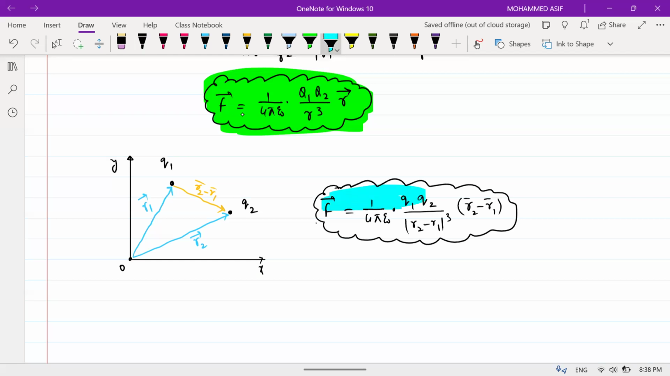Dhamendra, any doubt in this one, please let me know. Very, very important. You can't skip this unless you're perfect with doing the numericals related to this part. I'm just using the concept of your displacement vector.